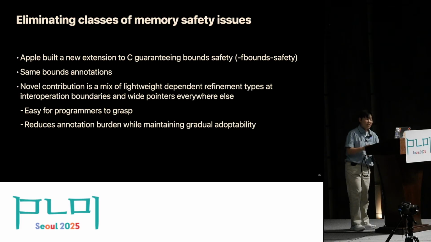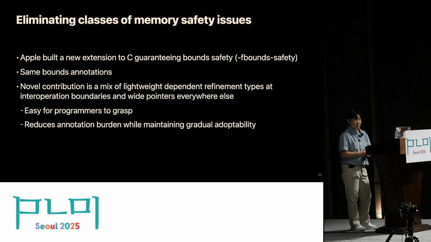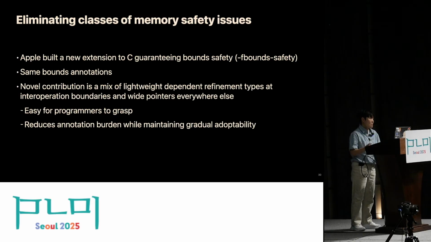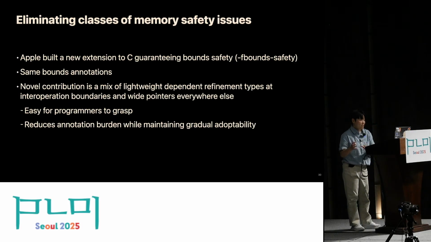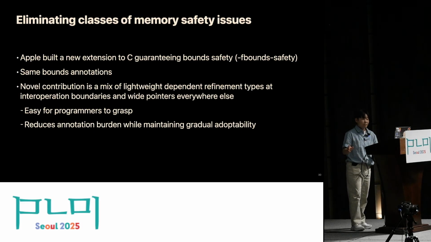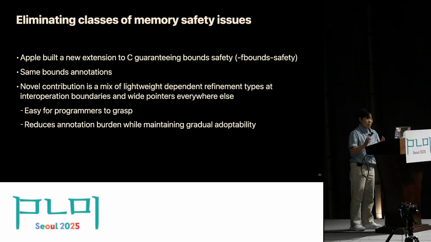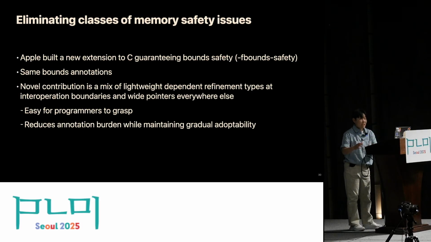To achieve this, Apple developed a new extension for C that guarantees bounds safety. This extension uses the same bounds annotations that are used for safe interoperability with Swift. The bounds safety extension is similar to Deputy, again, prior art that uses a dependent type system for bounds safety. However, our novel contribution lies in the combination of dependent types at the interoperation boundaries and the use of wide pointers everywhere else. Wide pointers automatically carry bounds information, so this approach makes it easy for programmers to grasp the programming model and reduces adoption burden, while still maintaining gradual adoptability thanks to dependent types at the boundaries.